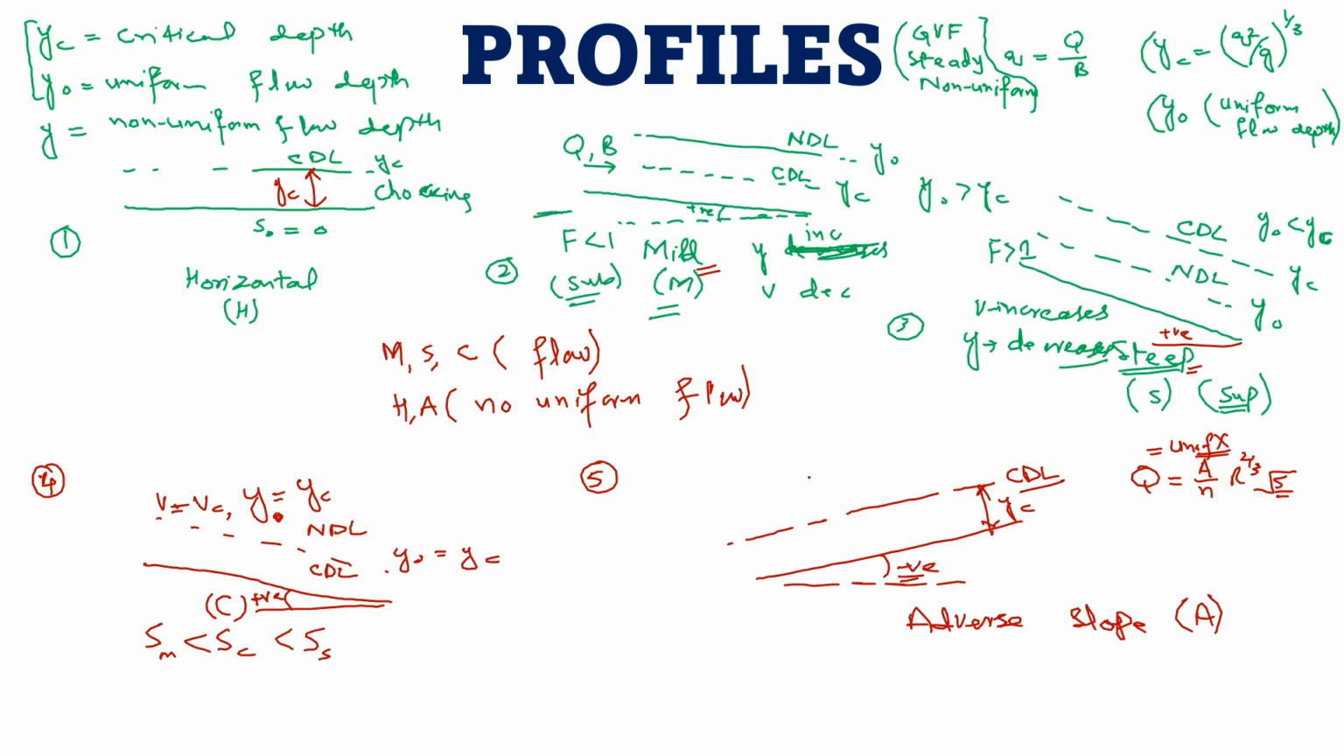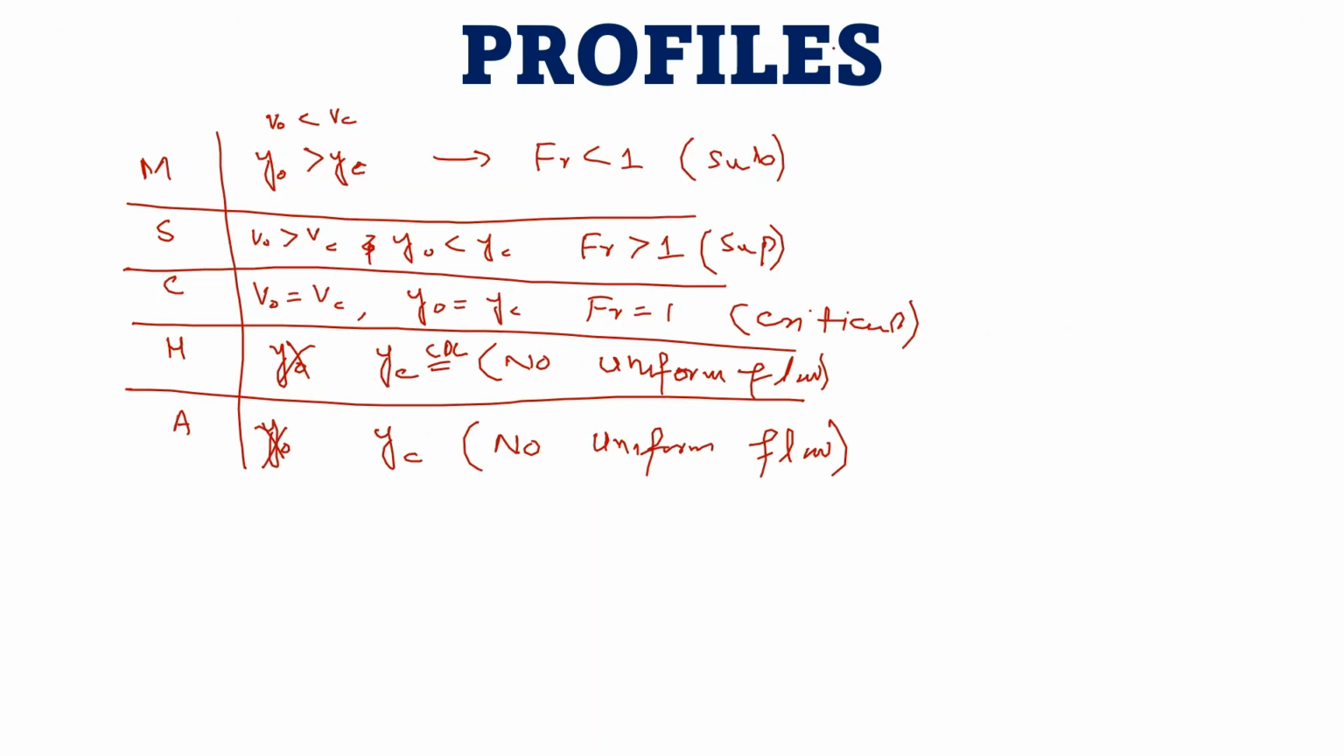So these are basically five basic types of profiles of channels, and then we have three types of depths in the channel: Yc, that is critical depth; Y naught, that is uniform flow depth; and Y, non-uniform flow depth. Non-uniform, uniform flow depth, and critical flow depth.